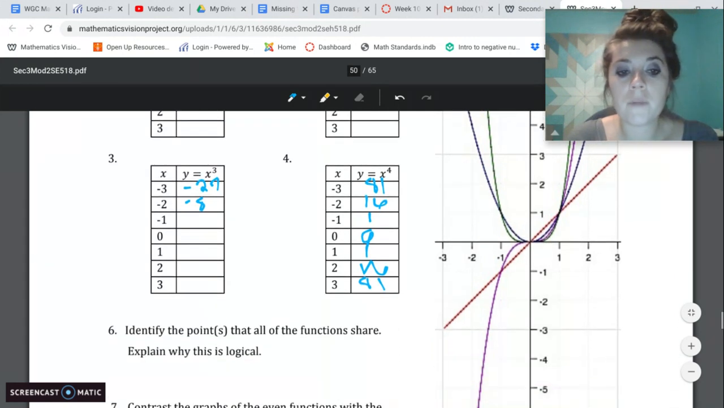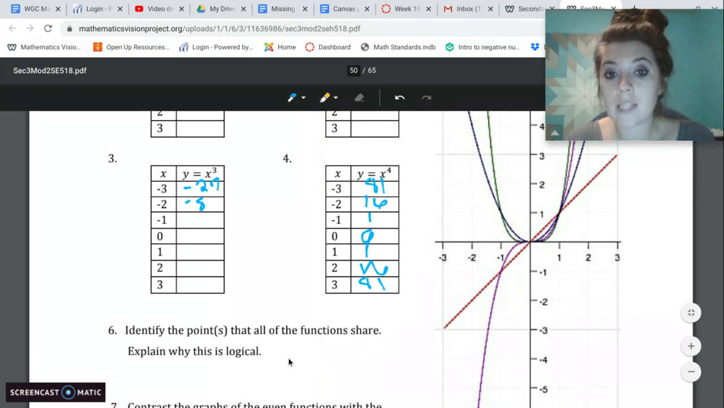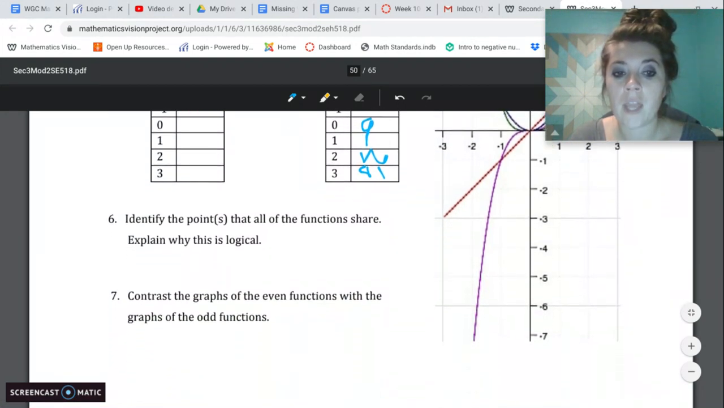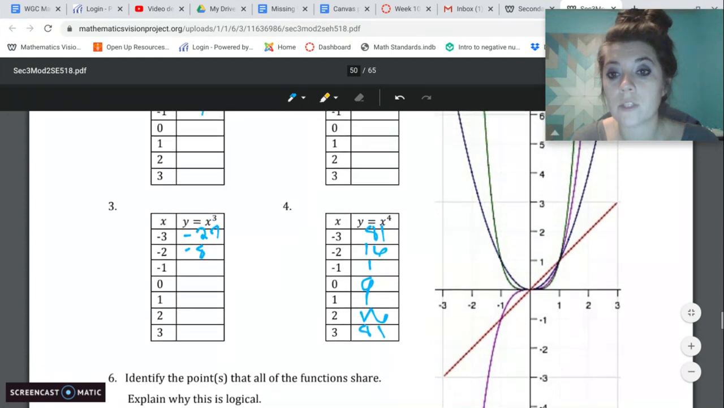All right, for number 6, identify the points that all the functions share, explain why it's logical. So look through, once you have these all figured out, see which values they have in common, explain why, and then talk about how the functions contrast the graphs of the even functions with the graphs of the odd functions. So explain what differences they have. Specifically, look at those differences.